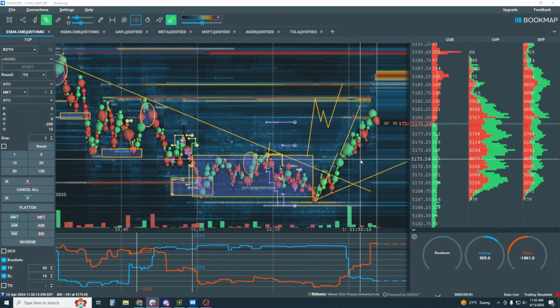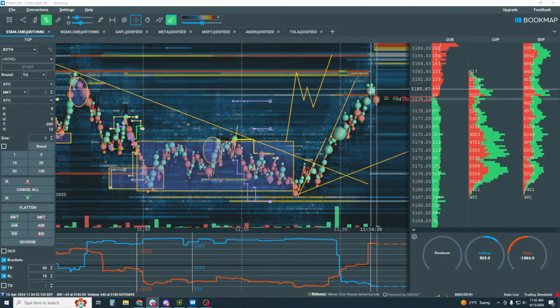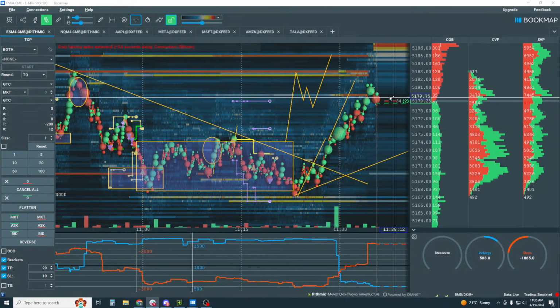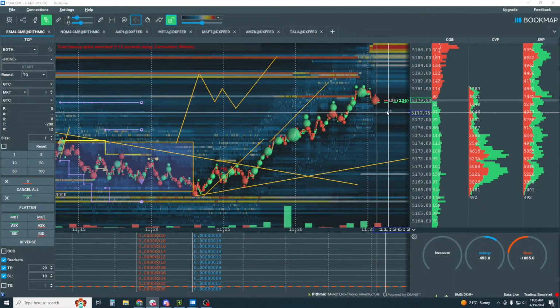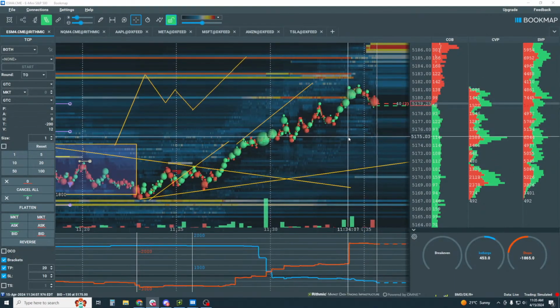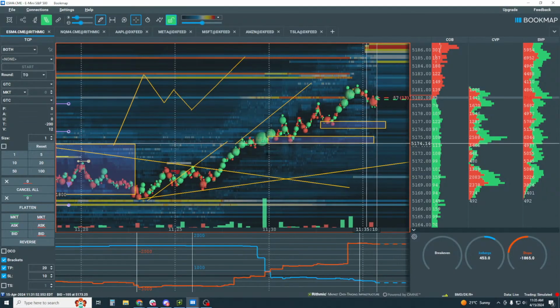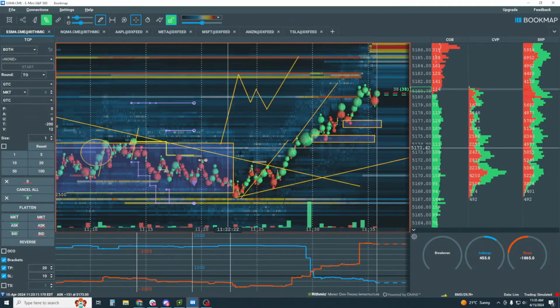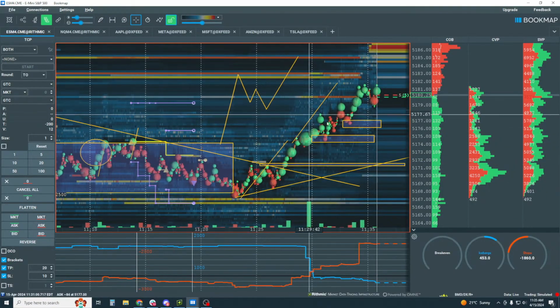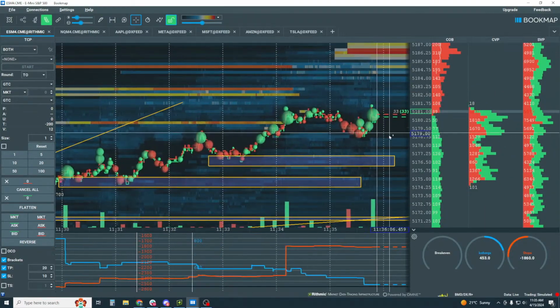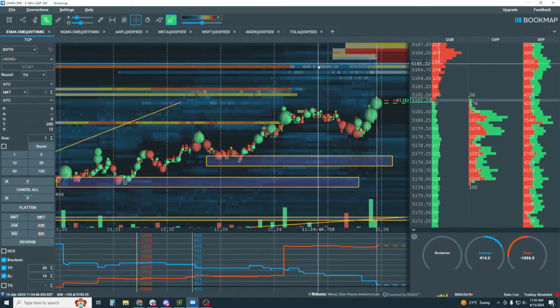All right, so let's see if we can get a pullback at this point. It's been a nice strong move up into these areas up here. So let's see if we can get a pullback. You guys know what we're looking for. First pullback would be in here, second one here, and maybe even a third one down here. But these two areas look pretty good for a pullback. And then you'd look for that continuation.